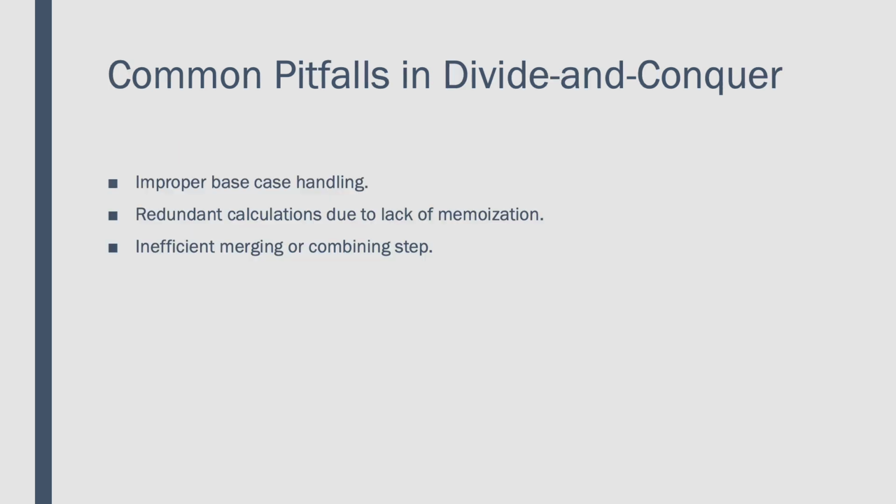Okay, now we'll see some common pitfalls for divide and conquer. So it has improper base case handling sometimes. It has redundant calculation due to lack of memoization, and an inefficient merging or combining step. These could be some common drawbacks in divide and conquer.